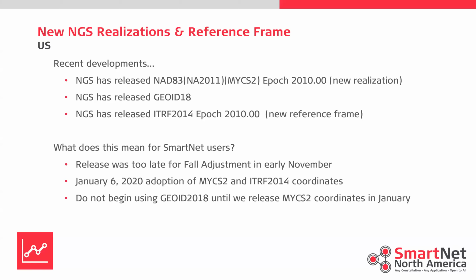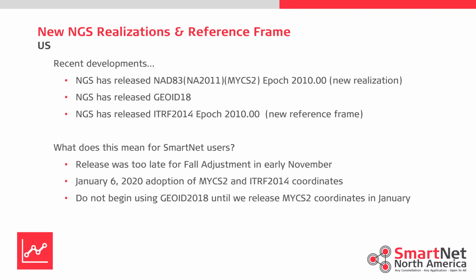This is a new reference frame that we're adopting here in the US. So they released those coordinates to us in September as well. What does this mean in real short terms? Well, it was released too late for us to do anything for fall adjustment in early November. So we actually had to say, okay, what are we going to do? And this means that we're going to adopt it and take this up on January 6, 2020, where we adopt both the MYCS2 solution and the ITRF 2014 solution as well. So we'll adopt both of those things, take everything offline on January 5th at 10 p.m. and transition overnight. And on January 6th, you'll be working on the new MYCS2 solutions here with SmartNet.